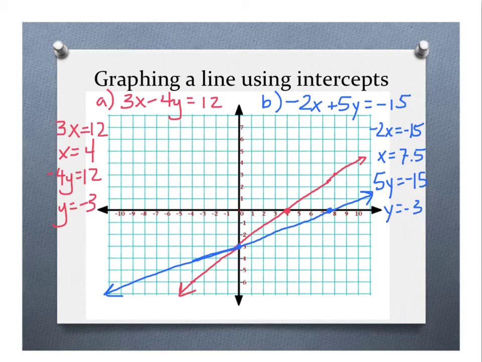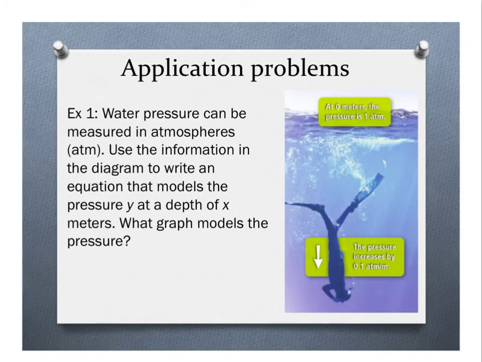Next up, we're going to jump into some application problems. I liked this one. It was an example in the textbook. I thought it was cute. So you've got the diver here. Water pressure can be measured in atmospheres, ATM, and we use the information in this diagram over here. We're going to write an equation that models the pressure Y at a depth of X meters. So the pressure you're feeling at a depth of X meters. And then we want to graph that pressure. So we're going to do the graph on the following page, but we've got some information here that's going to help us. We know that the pressure increases by 1/10 of an ATM per meter, and we know that the pressure at 0 meters is 1 atmosphere.